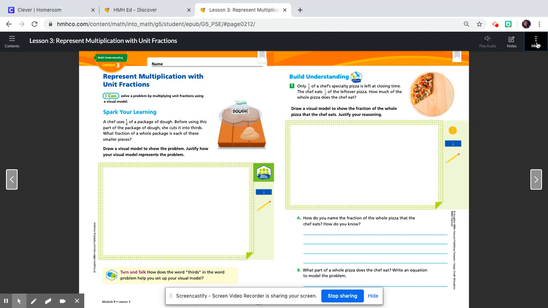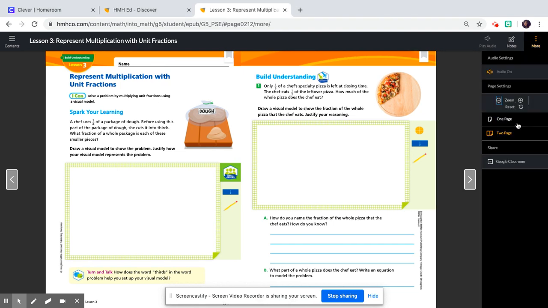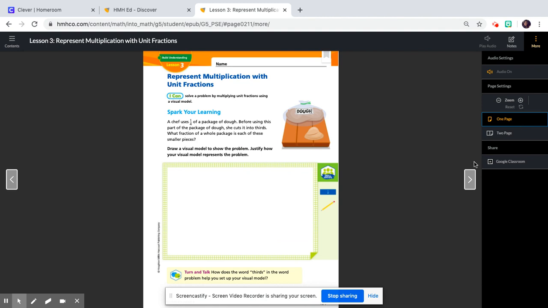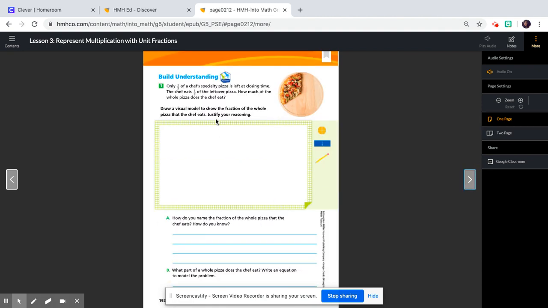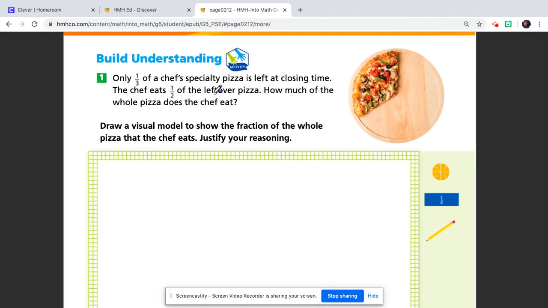Okay, so I'm just going to go ahead and get rid of page 191 and we're going to go to 192. Okay, so right here on the top, I'm going to start reading. It says that only 1/3 of a chef's specialty pizza is left at closing time. The chef eats half of the leftover pizza. How much of the whole pizza does the chef eat?